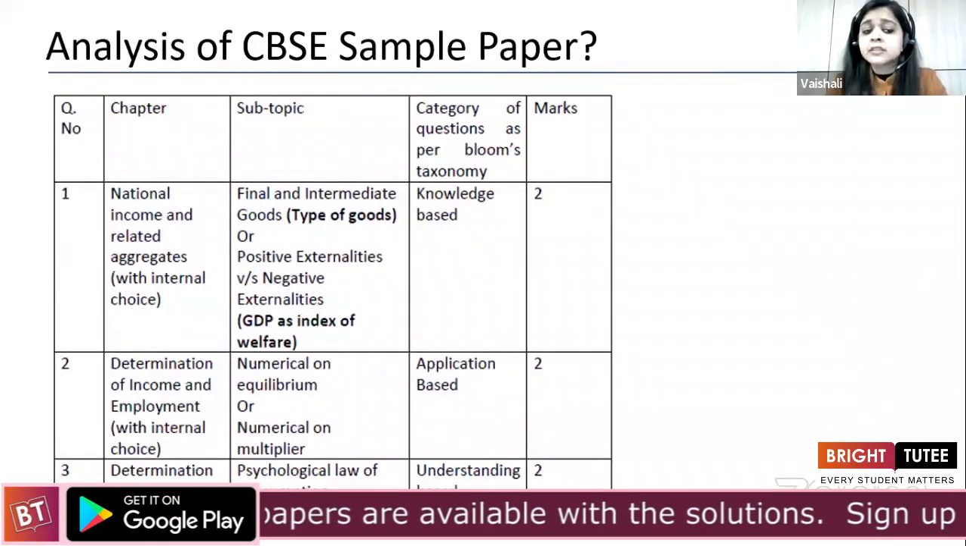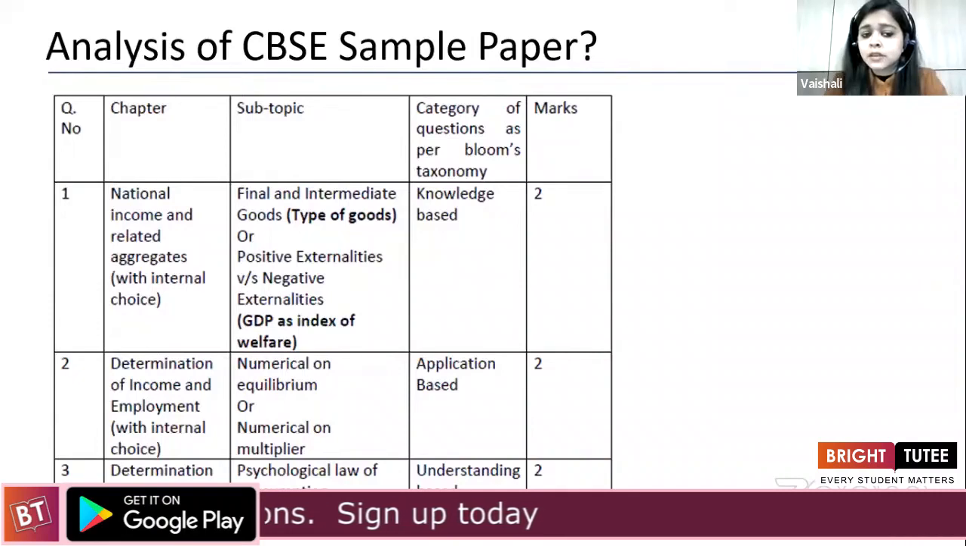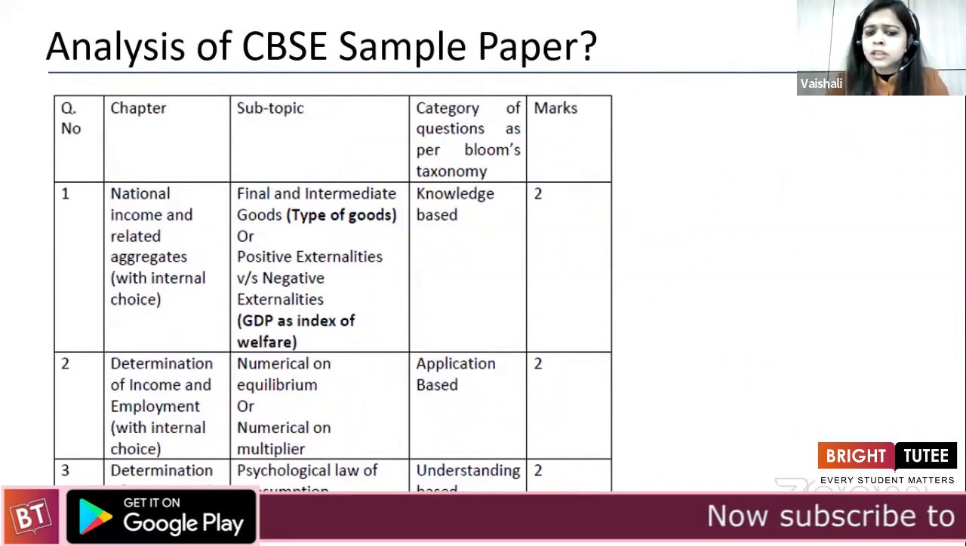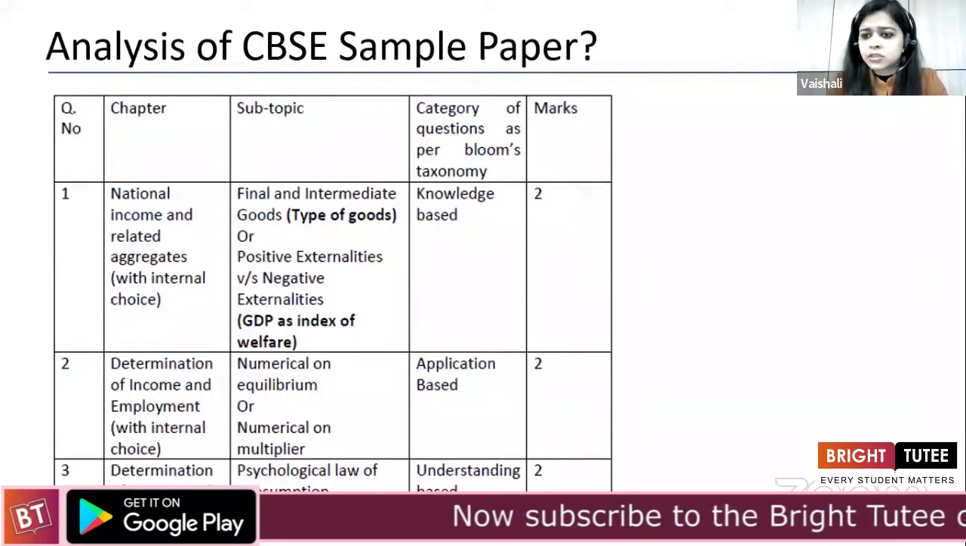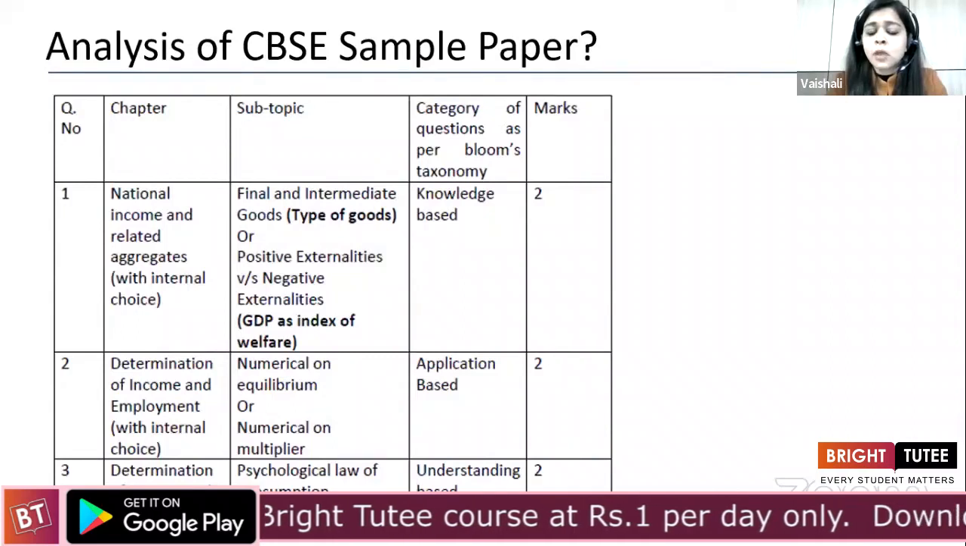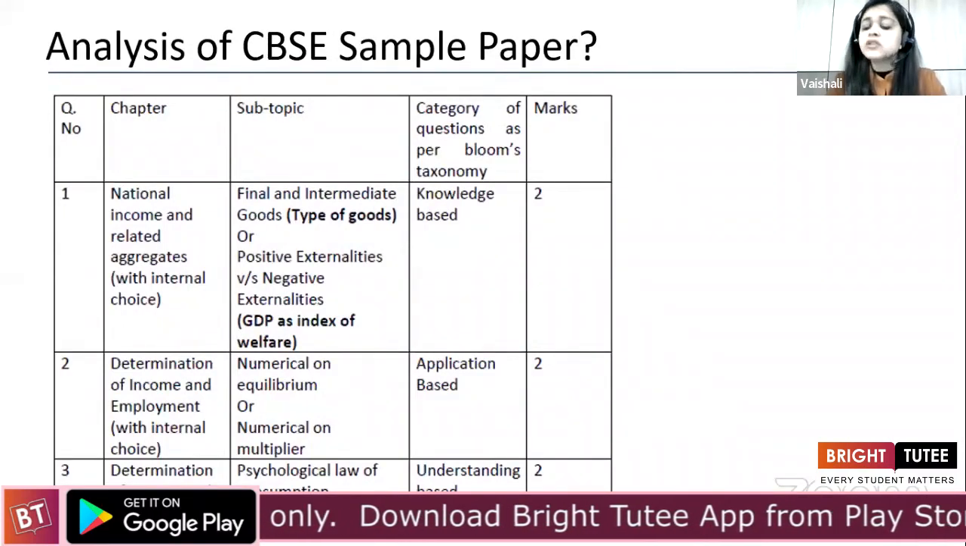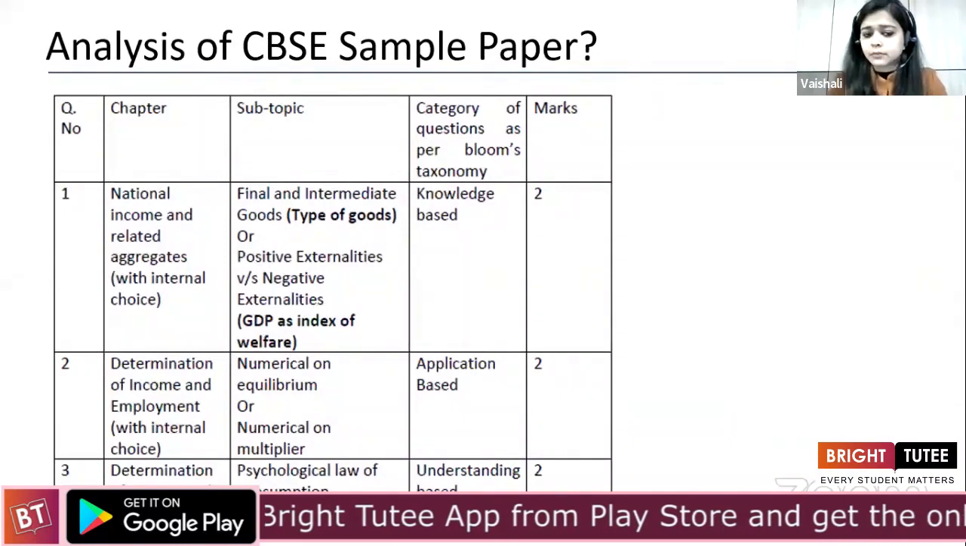Then the second is determination of income and employment. That was again with internal choice. This was a numerical, either on equilibrium or on multiplier. Numericals are totally application based questions. Then the third question was again on income and employment, and that was basically about consumption. That was an understanding based question.